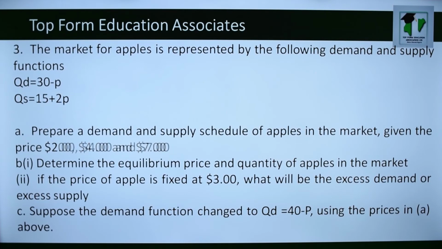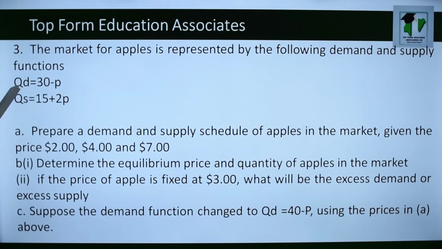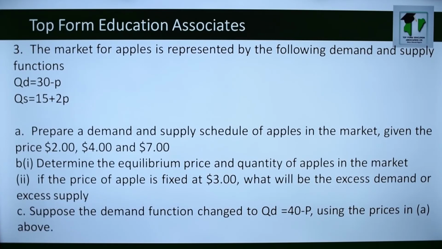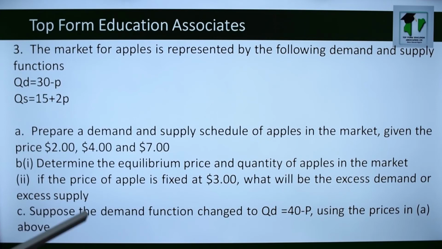Question 3. The market for apples is represented by the following demand and supply functions. Demand function, quantity demanded is equal to 30 minus P, but the supply function is QS is equal to 15 plus 2P. A. Prepare a demand and supply schedule for apples in the market, given the prices $2, $4, and $7. B. Determine the equilibrium price and quantity of apples in the market. B II, if the price of apple is fixed at 3 naira, what will be the excess demand or excess supply?